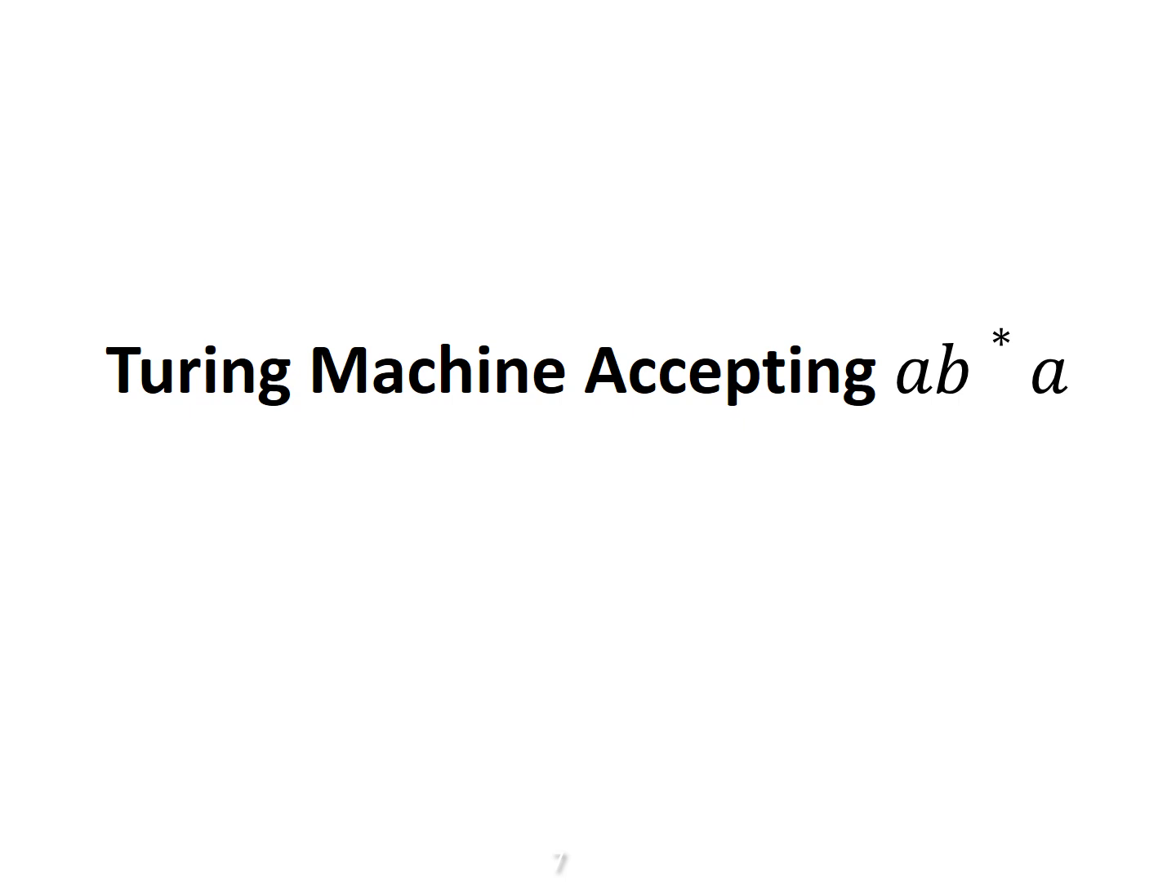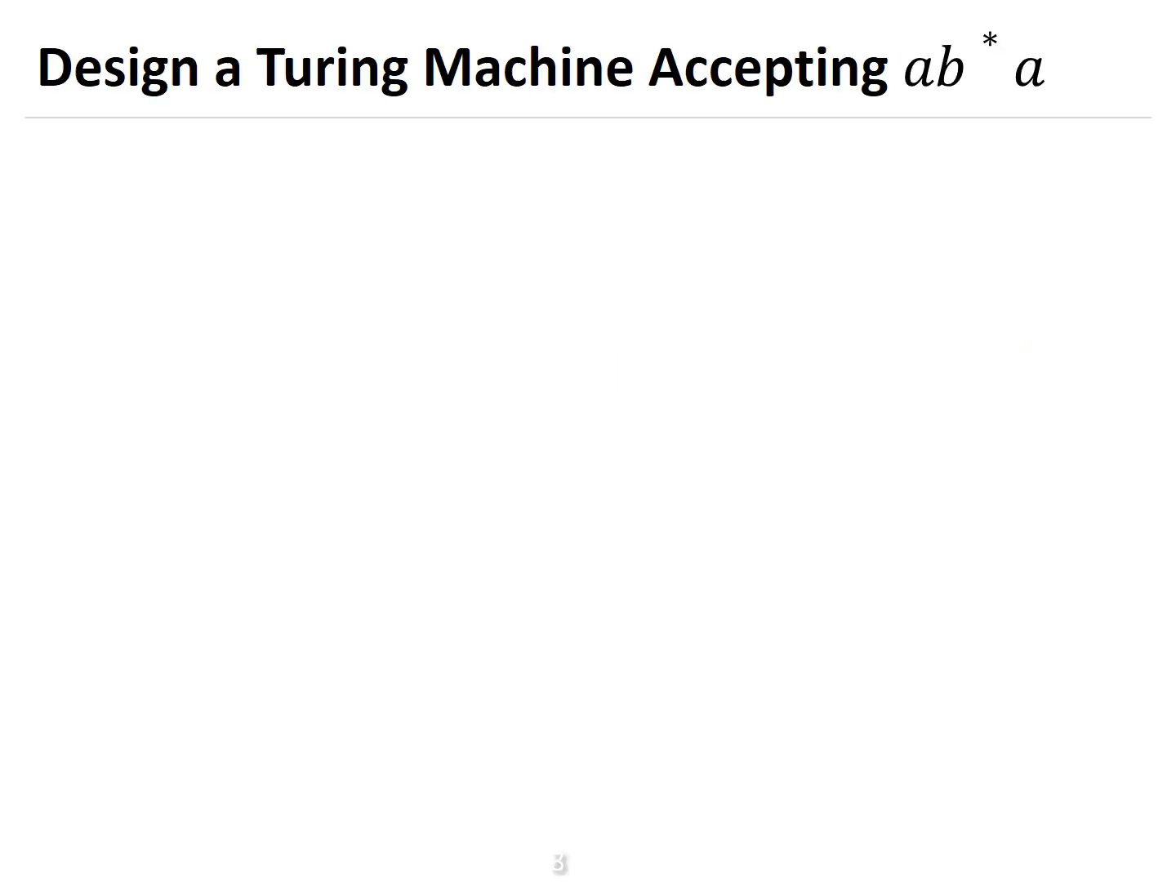Okay, once you understand the definition of a Turing machine, let us move to an example of a Turing machine that accepts a b star a. So how do we design a Turing machine for this? First you have to try to understand what kind of strings can be generated in this language, that is nothing but this a b star a.